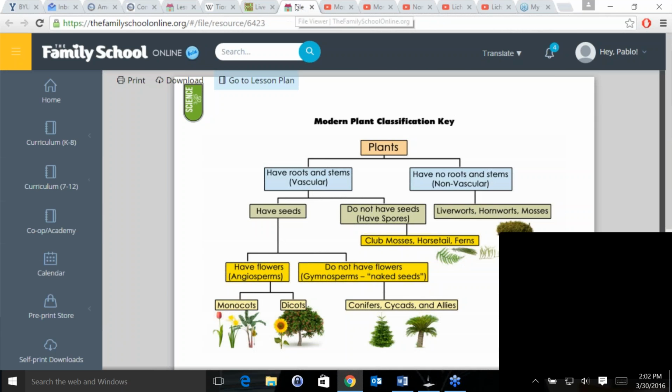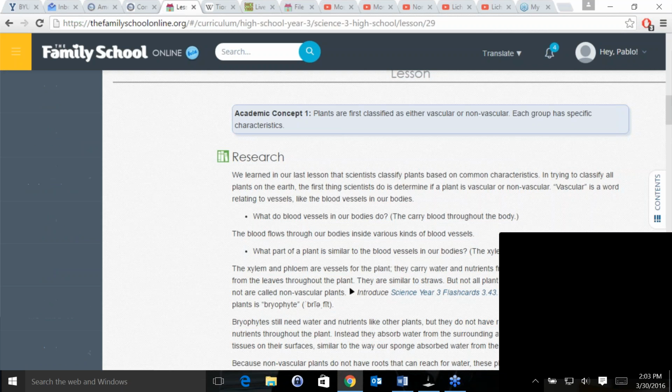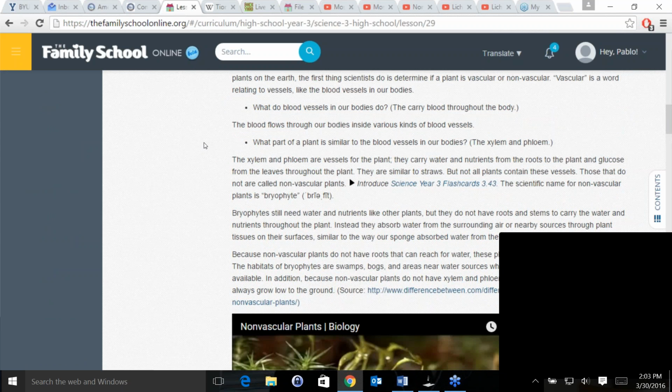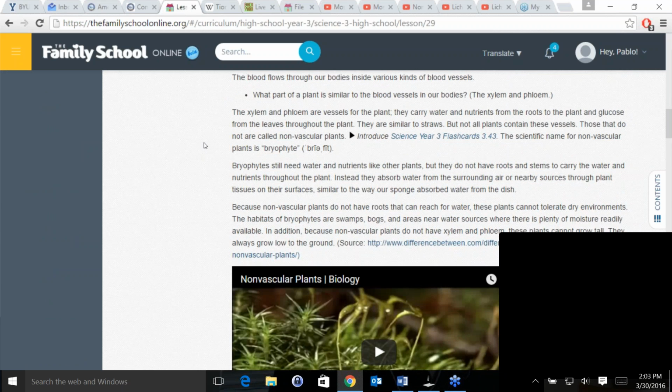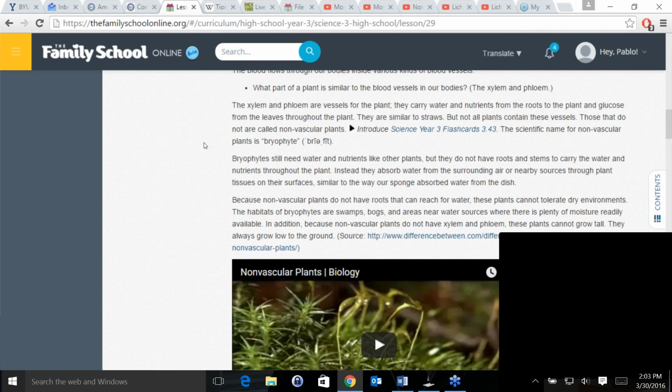There's vascular and non-vascular. Vascular plants contain xylem and phloem, and these help to carry water and nutrients to the plants. Vascular plants also have a root system, and they do photosynthesis with leaves, and their scientific name is, let's see if I can pronounce this right, tracheophyte, I think. That's right. Yes, tracheophytes.